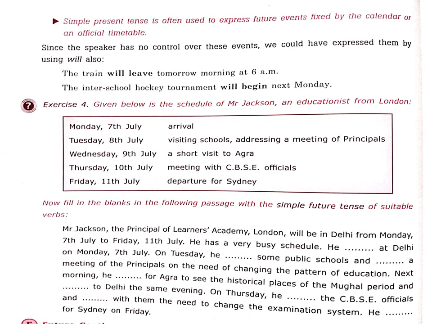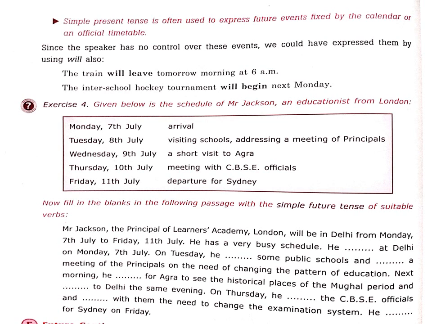Let's see this exercise 4. Given below is a schedule of Mr. Jackson, an educationist from London. It is basically his schedule. Monday, 7 July, arriving. This sort of thing you need to read yourselves. Now fill in the blanks in the following passage with the simple future tense of suitable verbs. Right? You just need to see what you are going to fill there. You just need to justify basically.